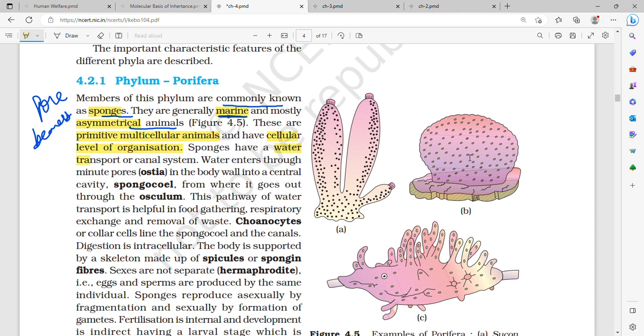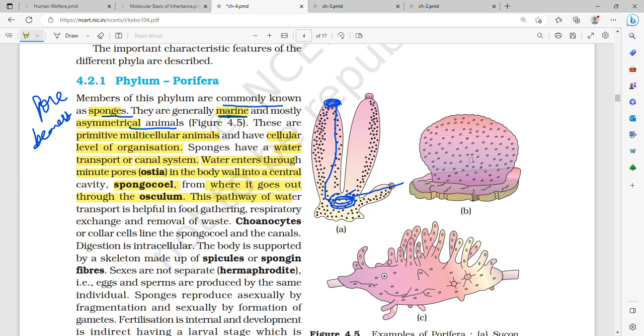They have a water transport or water canal system. Water vascular system is present in echinodermata; over here, water transport or water canal system is present. How does the water canal system work? The water enters through minute pores called ostia, which are present in the body, and from the pores the water enters into a central cavity. This central cavity is called spongiocele, from where it goes out through the osculum opening.